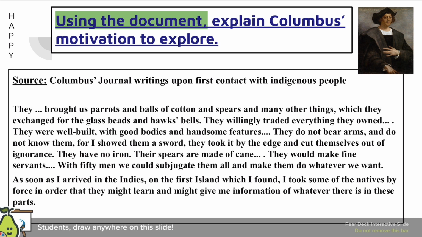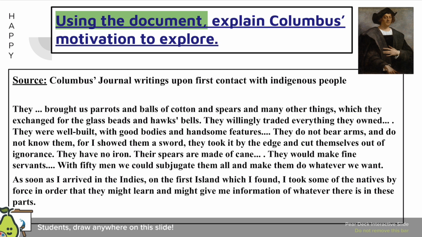As soon as I arrived in the Indies, believing that he had arrived in India, on the first island which I found, I took some of the natives by force in order that they might learn and might give me information of whatever there is in these parts. So already before I have even finished reading the document, I have a series of notes and I have a category for the cause of European domination in the New World that will eventually lead to me talking about the effects of European domination in the New World.